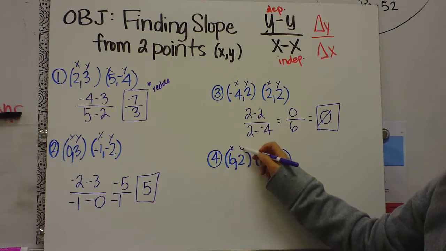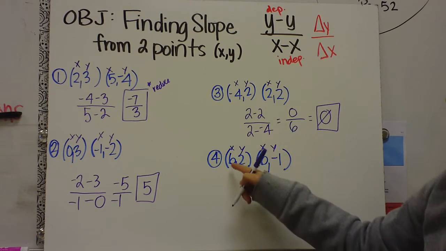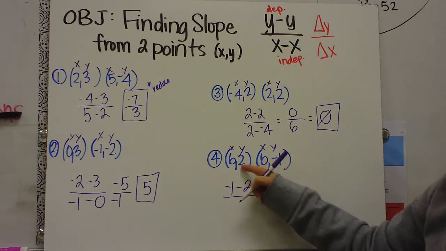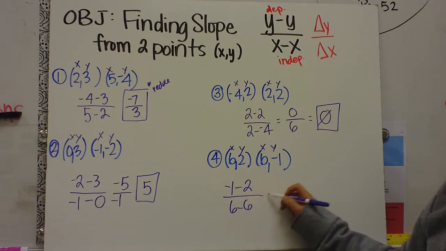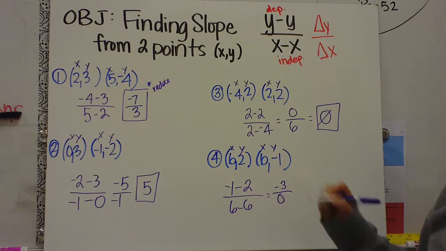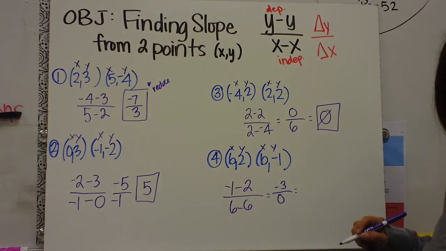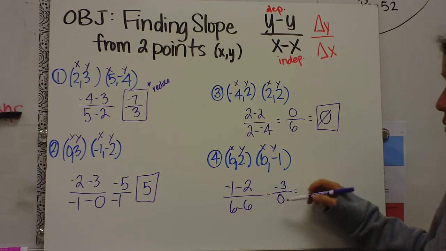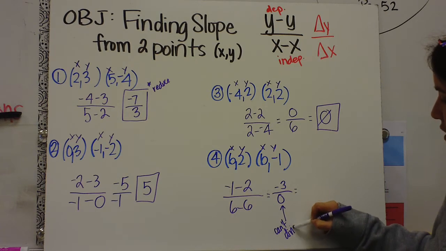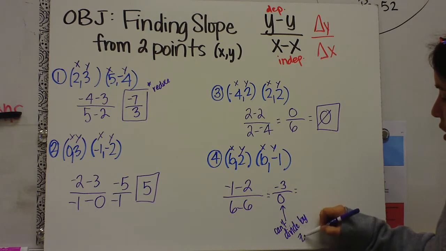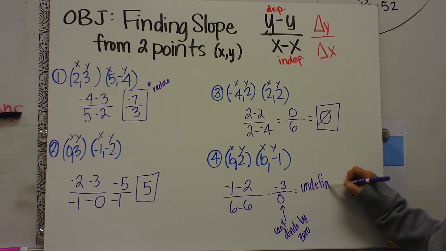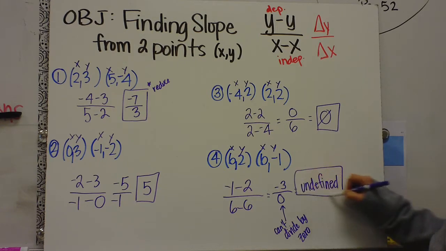And then number 4, x, y, x, y. Y minus y, so -1 minus 2. And then x minus x, 6 minus 6. We type this in and we get -3 over 0. Type that into your calculator, and if you try to type in -3 divided by 0, all right, you can't divide by 0. So this one is undefined. That is your answer.